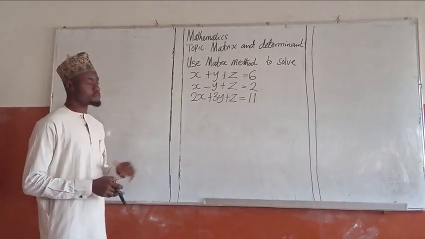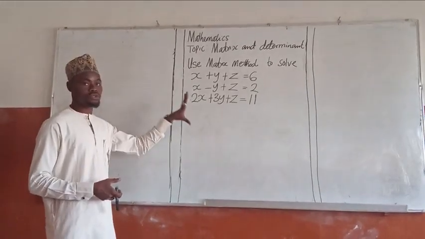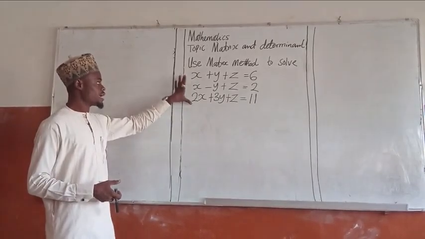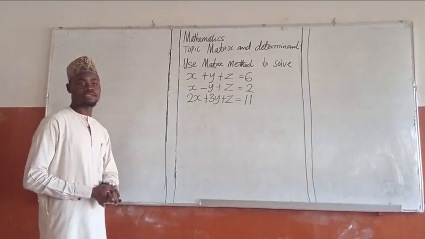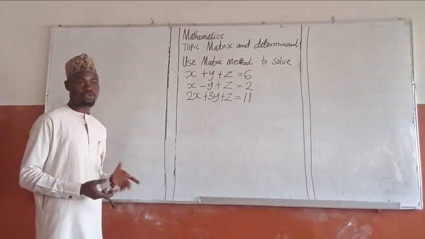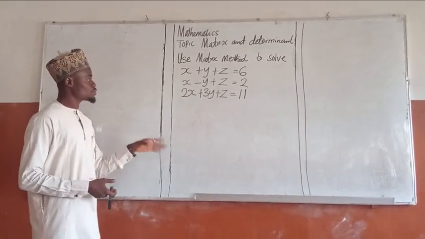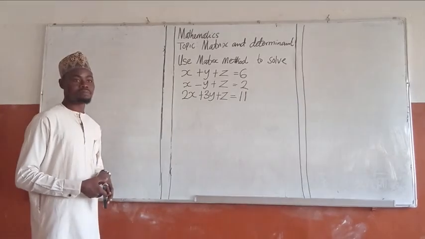This class is matrices and determinants, and in this case, we are going to use the matrices method to solve for the unknowns x, y, and z. We are going to find x, y, and z in this video. In my previous video, we used the determinant method or Cramer's rule to find the same variables. In this one, we are going to use the matrices method.